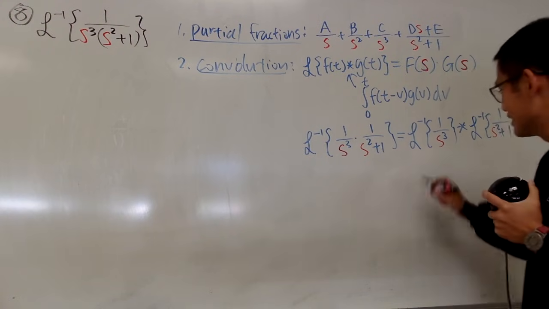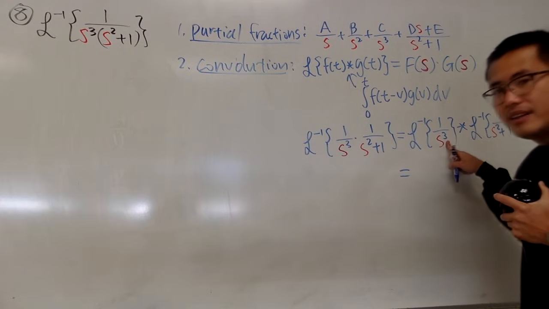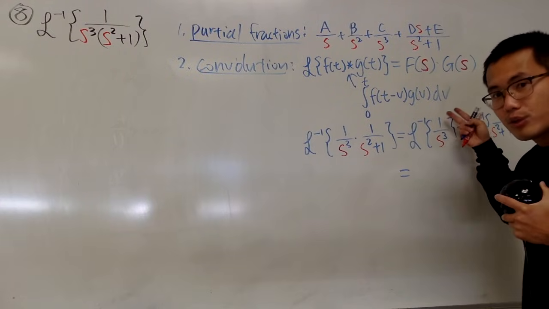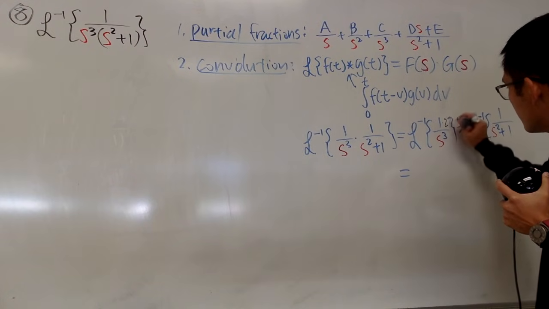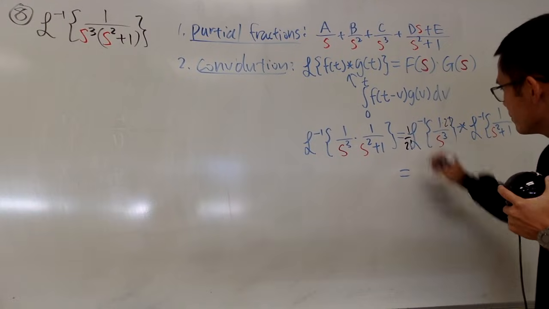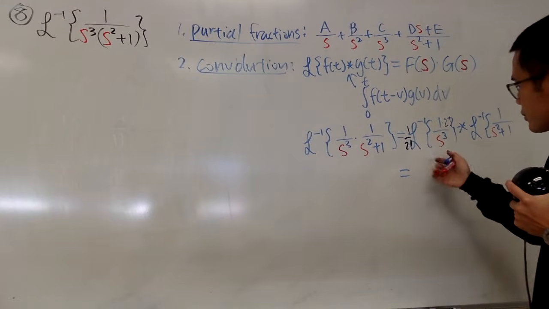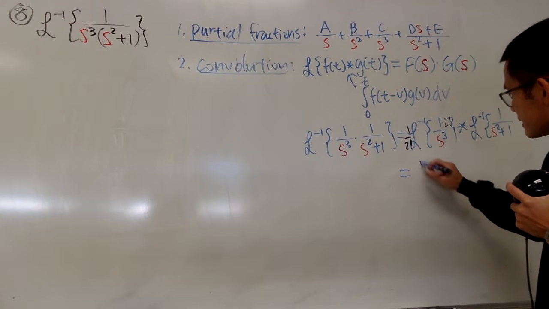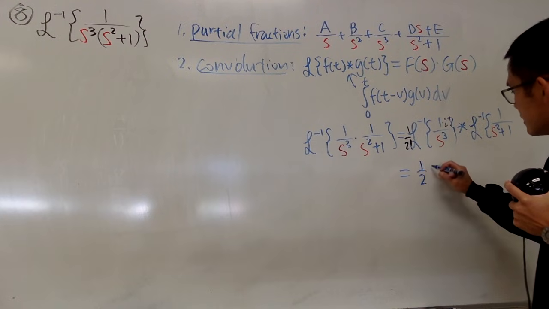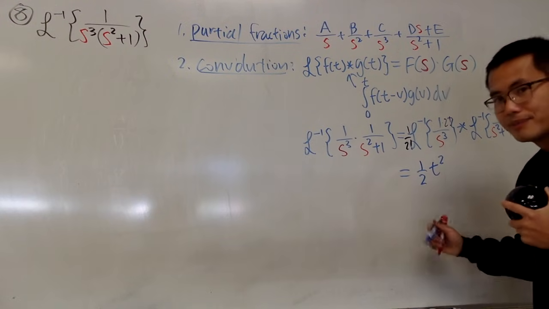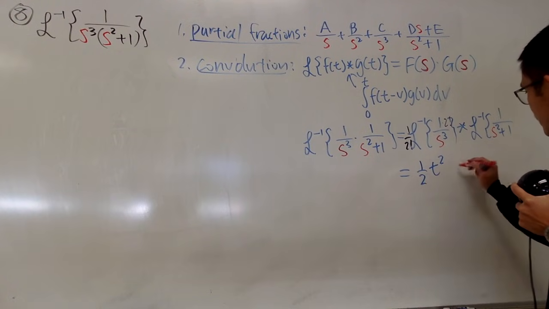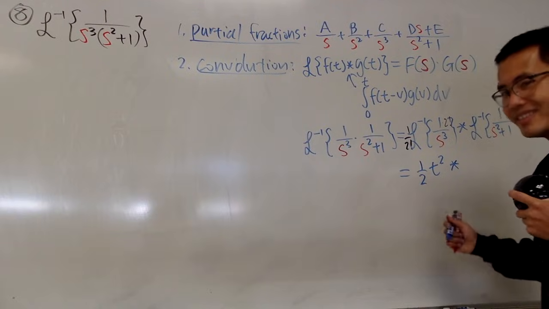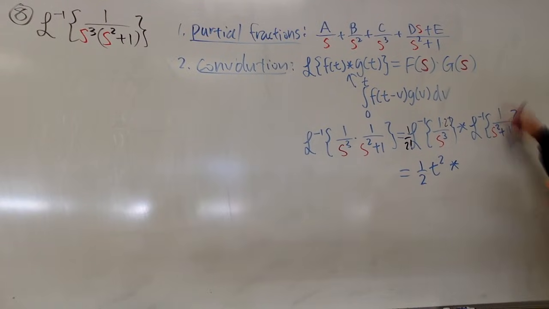Now let's do this in our head. This n is equal to 2, so that means I should have a 2 factorial on the top, but I don't. So I'm going to multiply by 2 factorial, and then divide by 2 factorial. So this is actually just 1/2, and then this is t squared. And then you have to do the convolution. So again, you have to convolute it. I don't know if that's a word. And then do this right here, which is going to be sine t.